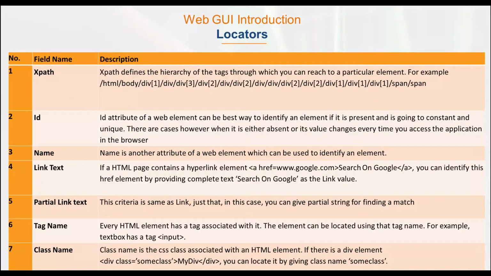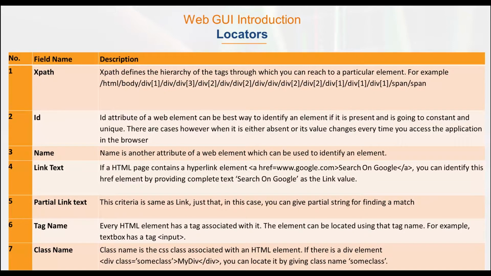These are the locators with which we are going to identify web elements on the web page. You can use any one of them. Generally, we use XPath, ID, and name. If these three locators are not available, then we can go for the others.